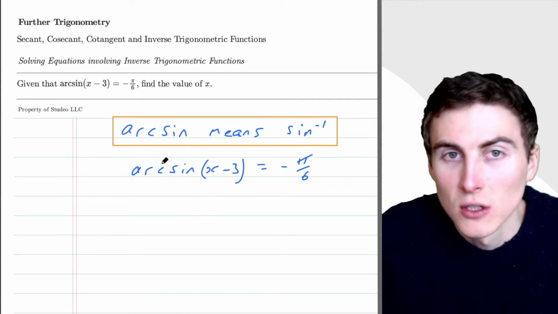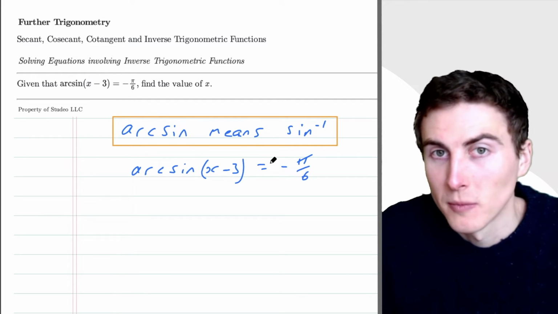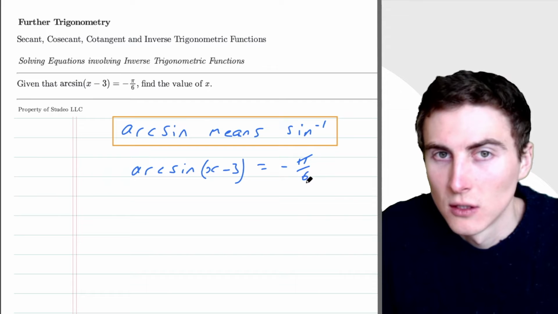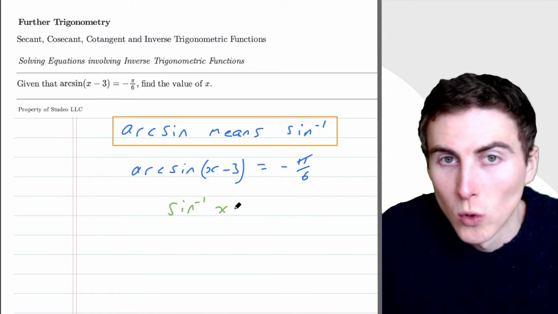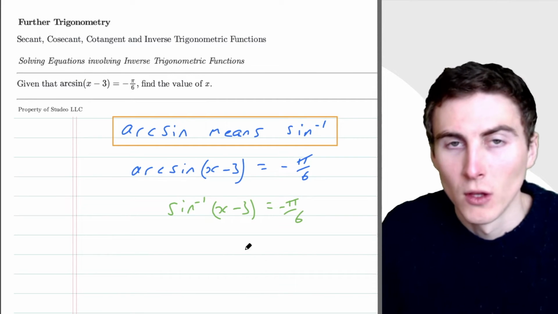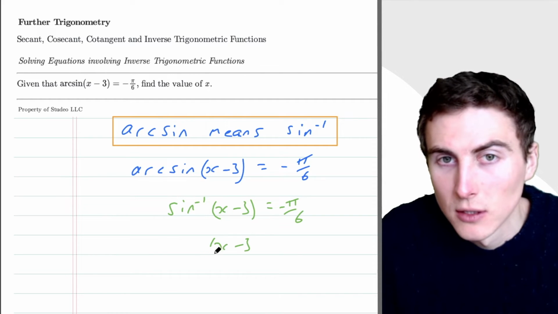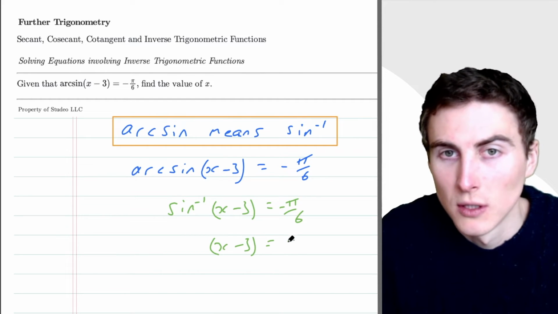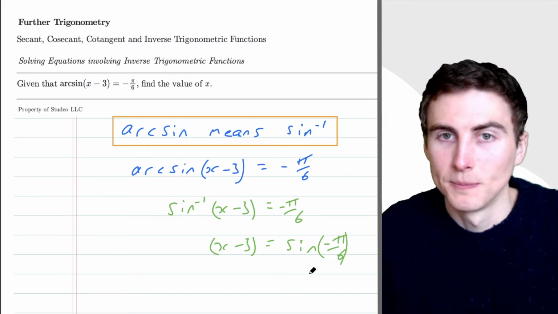And so if we get a question like arcsine of x minus 3 equals negative pi over 6, you can think of it like sine to the power of -1 of x minus 3 equals negative pi over 6. Or in other words, that would just be x minus 3 equals sine of minus pi over 6. And then we can solve that.